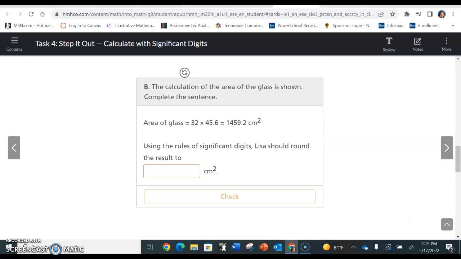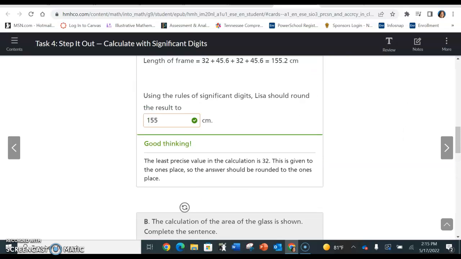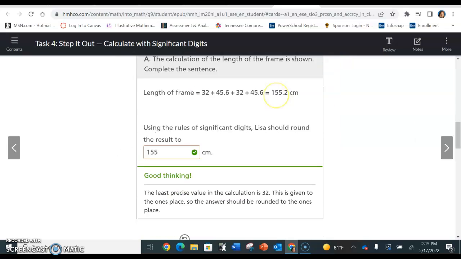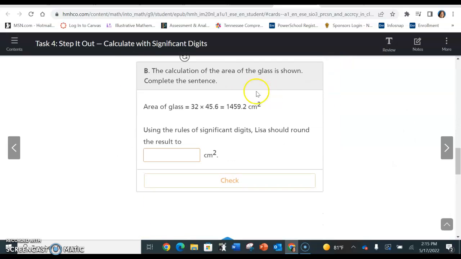All right, the calculation of the area of the glass is shown. Complete the sentence. Area of the glass is 32 times 45.6. That equals 1,459.2 centimeters squared. Now for multiplication or division, the result should be given with the same number of significant digits as the value with the fewest significant digits. All right, so the number with the fewest digits is 2. So we're going to have to give this answer with only 2 significant digits.